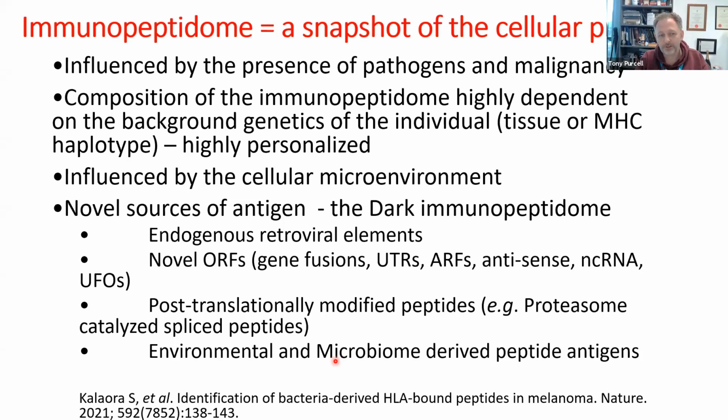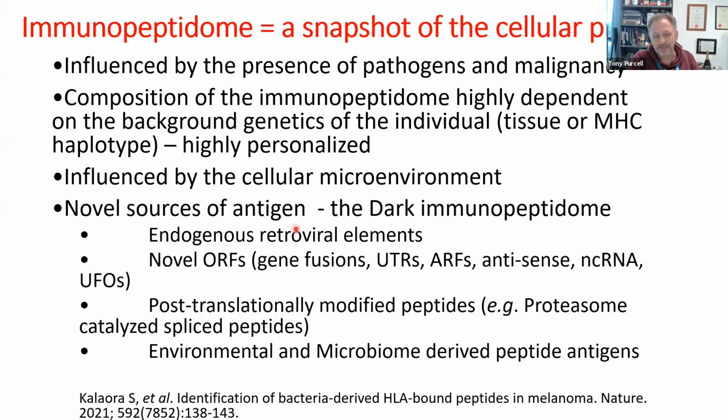We know that the immunopeptidome is influenced by the cellular microenvironment, and I'll talk a little bit about how pro-inflammatory environments can mold the immunopeptidome. And it contains novel sources of antigen, some more contentious than others, I will admit. And this really is the dark immunopeptidome. So my definition of the dark immunopeptidome is the approximately 40% of high quality MSMS spectra we get during immunopeptidomics acquisition that we cannot match to a reference proteome.